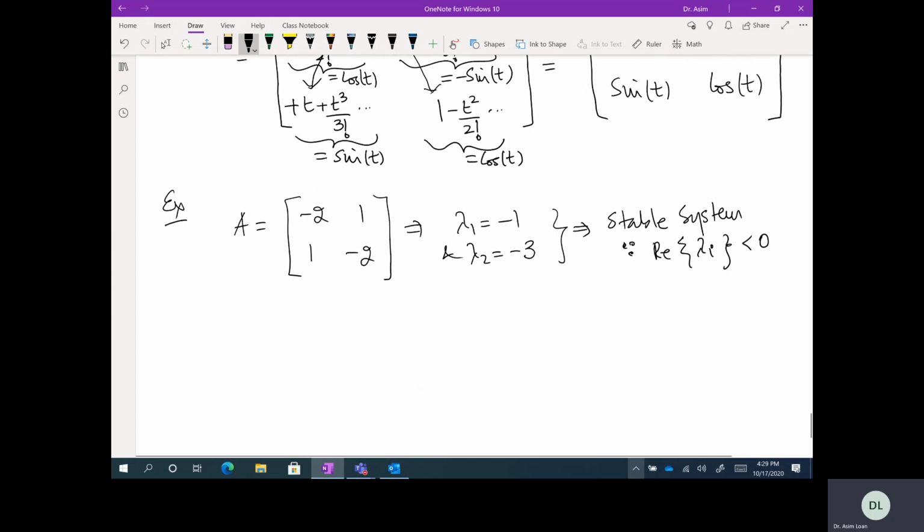So this is where we stop. Next time, inshallah, we are going to look at complex matrices, and once we are done with the complex matrices, we move on to the similarity transformation, and then the Jordan form.